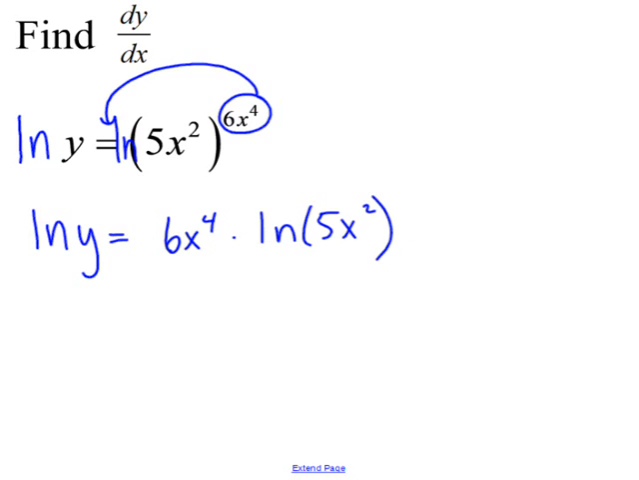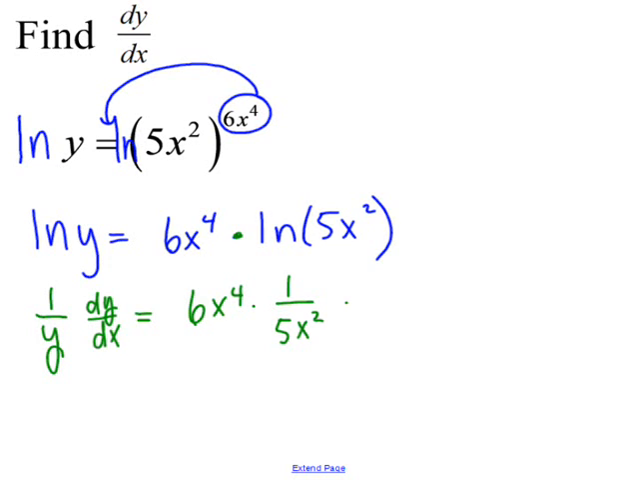All right, now we do exactly what we did in the past 2 days with 3-7 as far as implicit differentiation. We take the derivative of ln of y, which is 1 over y dy dx. And then you take the derivative of this side, keeping in mind that's a times sign, so you're going to have to use the product rule. So you do one function, 6x to the fourth, times the derivative of the other function, which is 1 over 5x squared. Make sure you don't forget the chain rule, times 10x. You could write dx here, but I'm going to skip that step.